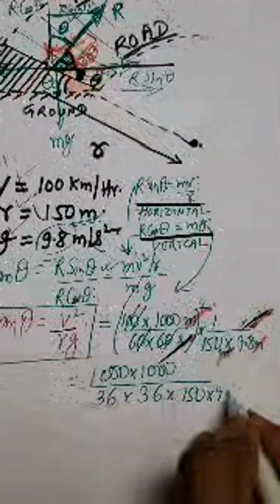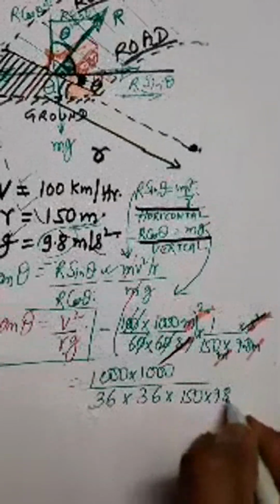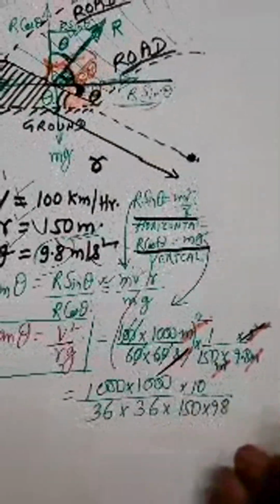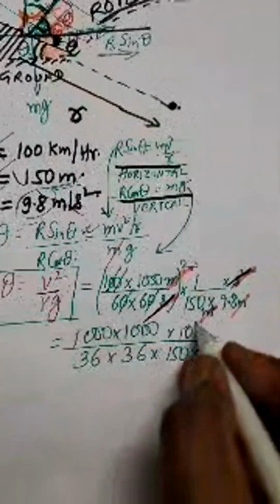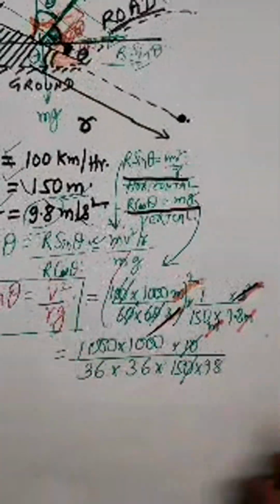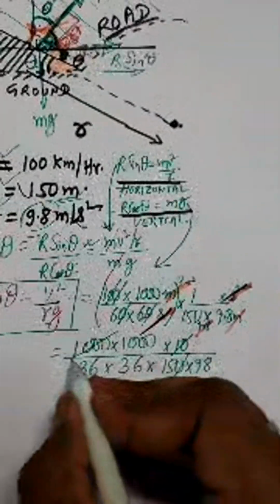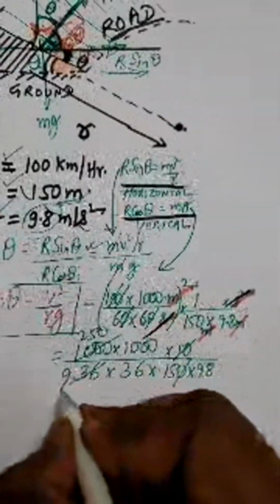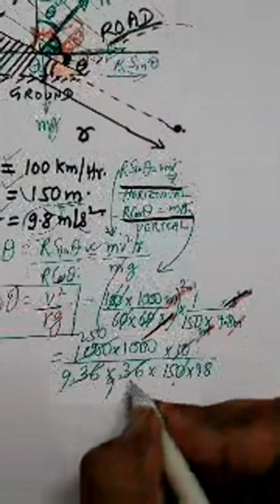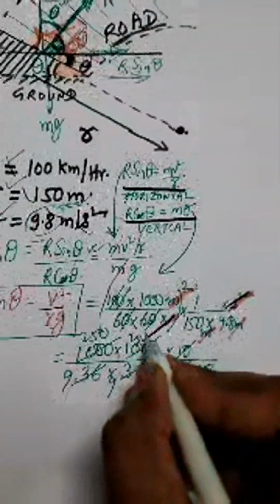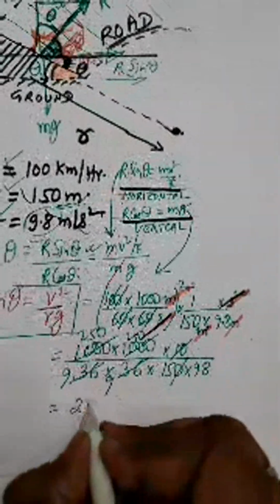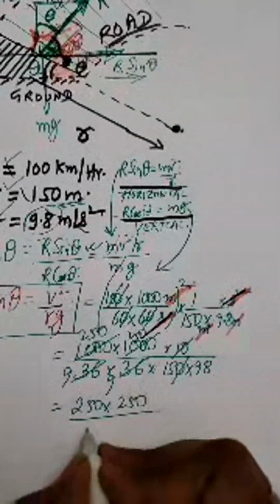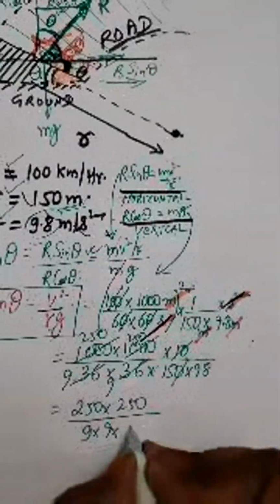into 9.8. So just replace this decimal 9.8, and here we have another 0, 10 in the numerator. This 10 will be cancelled by this 0. So we will be having 1000 by 4 is 250, and 4936, so this will be 250 into 250, divided by 9 into 9 into 15 into 98.